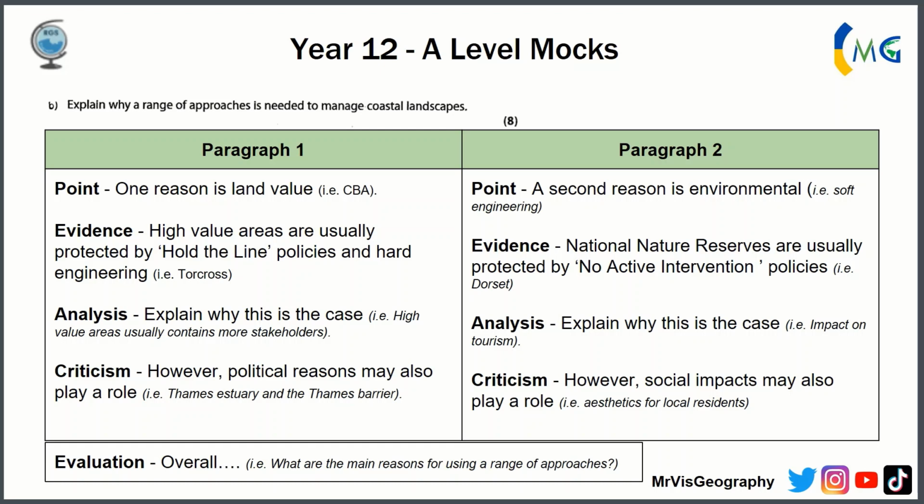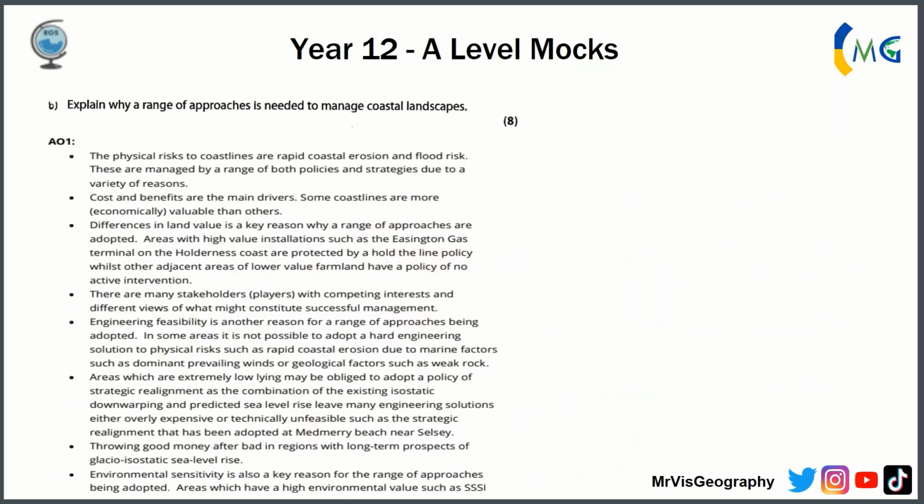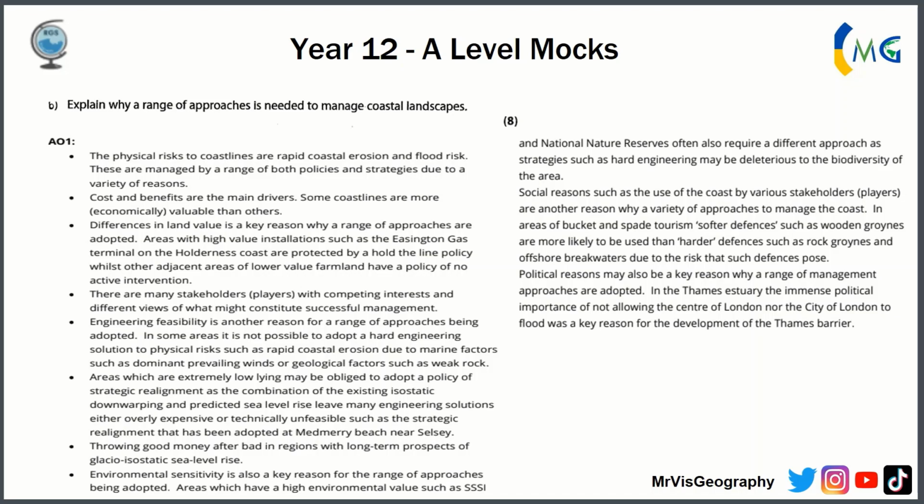Overall, you could say, what are the main reasons for using a range of approaches? Do you think it's social? Do you think it's environmental? Do you think it's economic? It's for you to tell. So again, some AO1 reasons why, some AO2 reasons, AO1 again, and AO2. There you go, we're done. So it's just AO1 facts here.